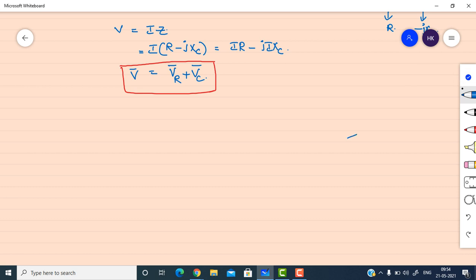Which one we have to take as reference, voltage or current? Voltage phasor, we have to take it as a reference, or current phasor? Voltage phasor, sure. What did we take as reference in the RL circuit? Voltage phasors, we have three voltages here. Total voltage, VR, VC. So if three voltages are there, we can't take voltage phasor as a reference phasor.